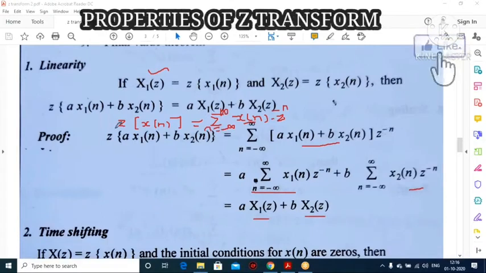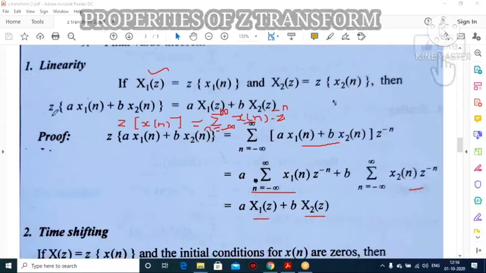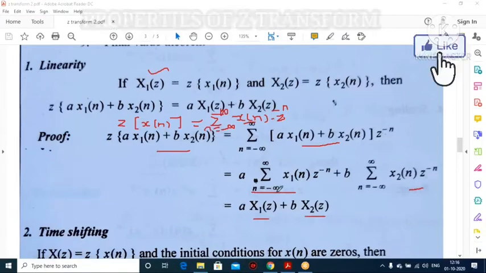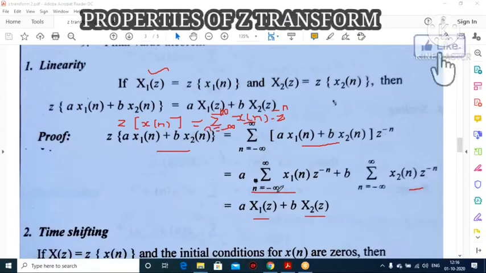Okay. So now hence it's proved. Z transform of a into x1 of n plus b into x2 of n equal to a into x1 of z plus b into x2 of z. Hence it's proved. This is the linearity property. This is the easiest property for all the transforms.